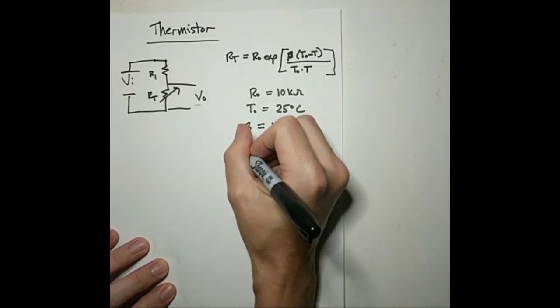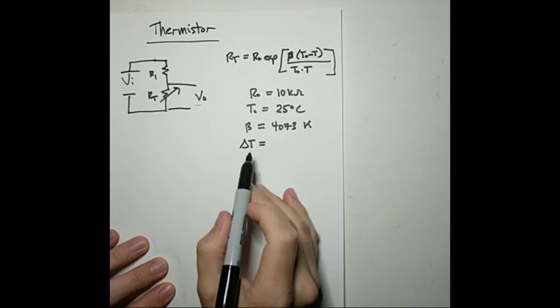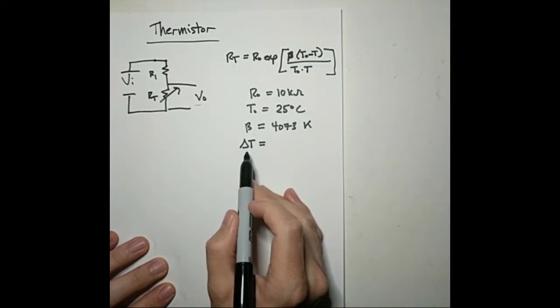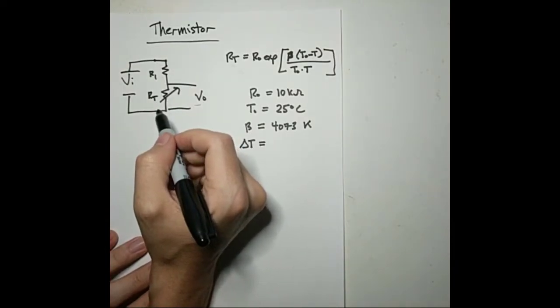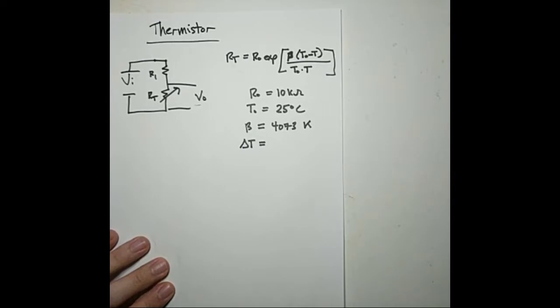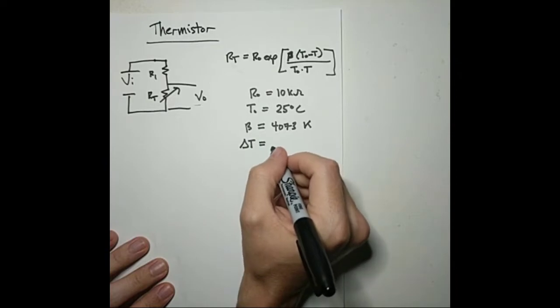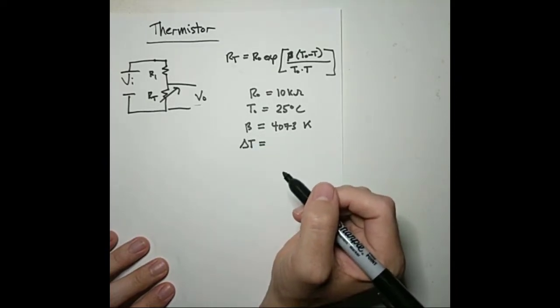So another thing that the manufacturer will give you is a delta T value. This is how much the thermistor heats up from the power being dissipated by it. Remember, I gave you equations for power at the beginning of the lab. They are also in the manual. So if you know how much power is flowing through a thermistor, you can find out how much it heats up using this delta T value that they give you.